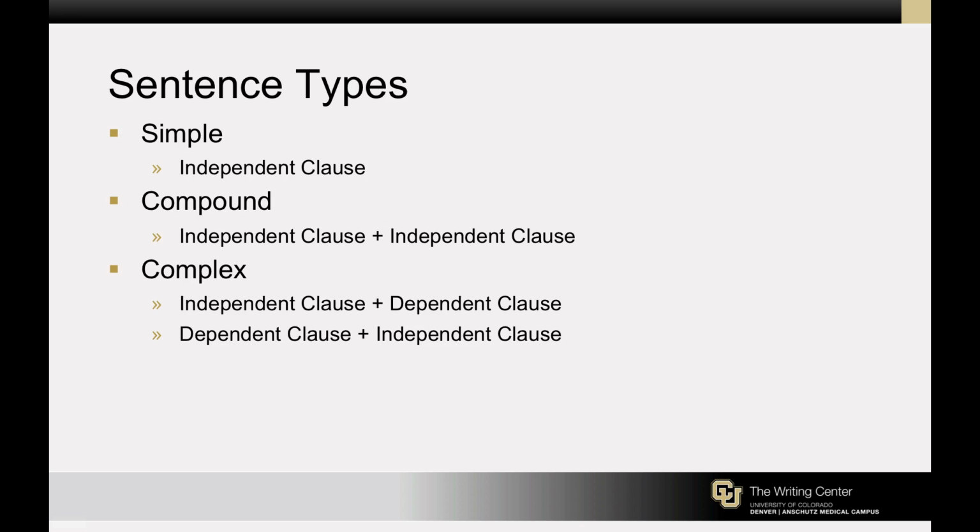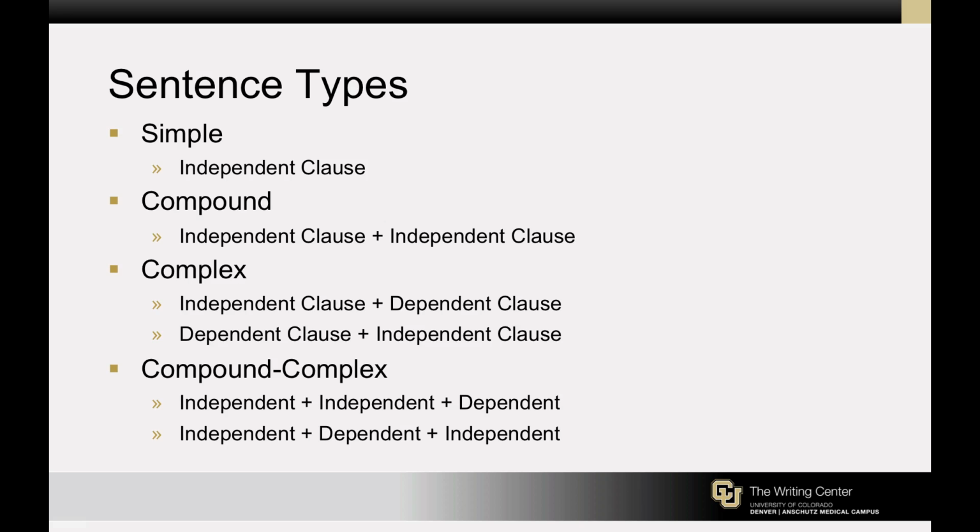Once again, let's review. We've now talked about three types of sentences: simple sentences with one independent clause, compound sentences with multiple independent clauses, and complex sentences with one independent and one dependent clause. But there's one more type of sentence we can create combining independent and dependent clauses, a compound complex sentence. These are made up of at least one dependent clause and multiple independent clauses.